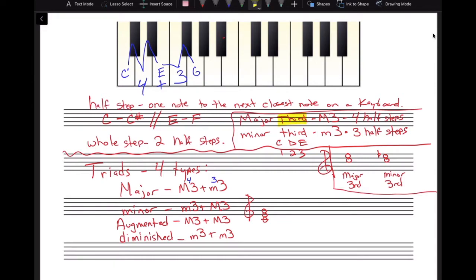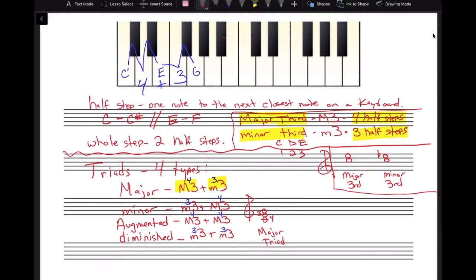We set up here, the major third is 4 half steps. Minor third, 3 half steps. So just for sake of argument, there's 3 plus 4. This is 4 plus 4. This is 3 plus 3. So C, E to G is a major triad. 4 half steps plus 3 half steps.